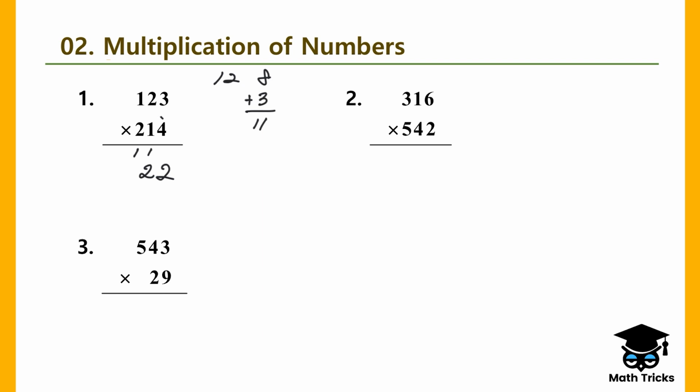Okay, next. 1 times 4, 2 times 1, 3 times 2. So 1 times 4, that's 4. 2 times 1, 2. 3 times 2, 6. So the sum of these three numbers, that's 12. So 12 plus 1, we had 1 here, right? So that's 13. So 3 here, 1 here.